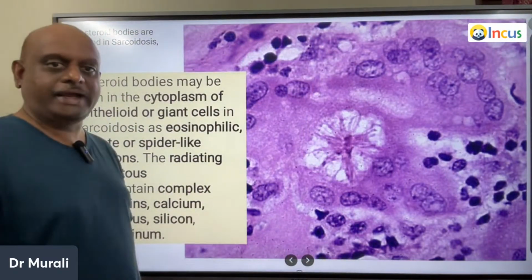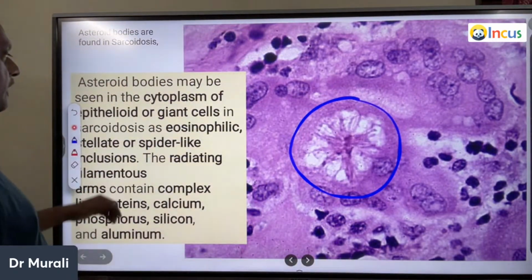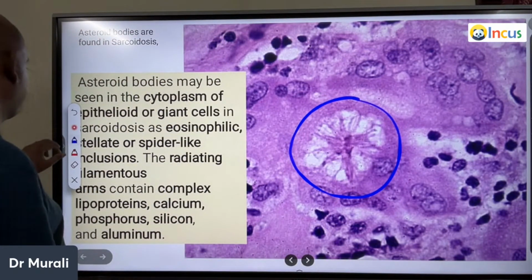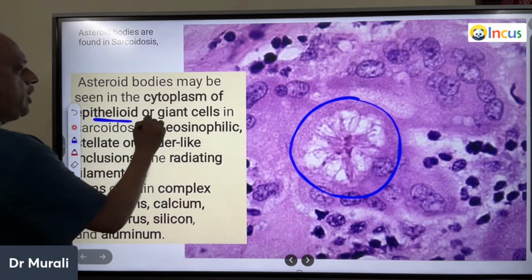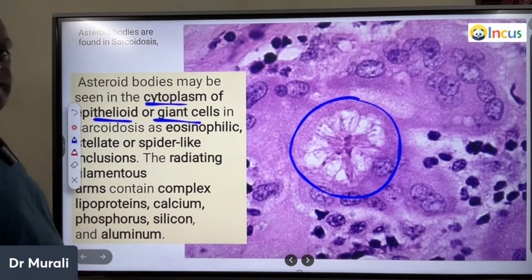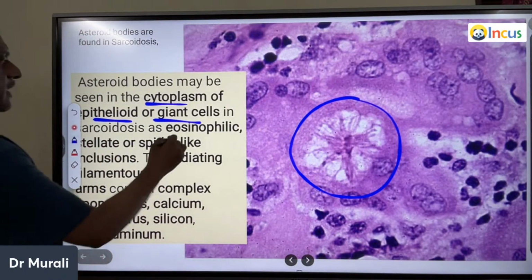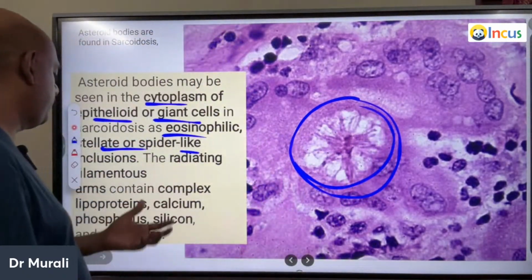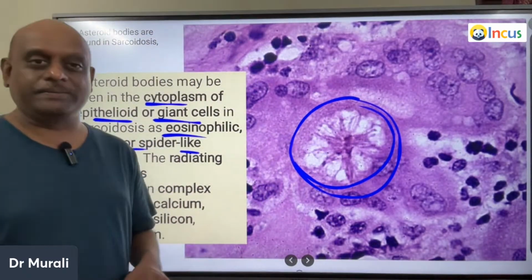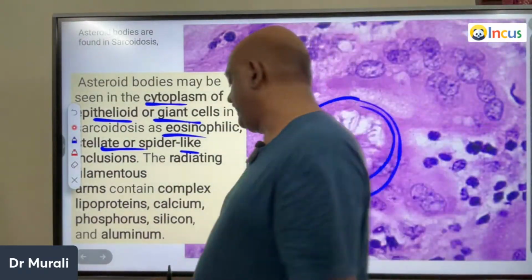So what are you seeing here? This is called the asteroid body. Asteroid body typically has epithelioid and giant cells. In the cytoplasm of the epithelioid giant cells, there are eosinophilic, stellate or spider-like asteroid bodies, and they can contain calcium. So asteroid bodies can be there in the case of sarcoidosis, is what you need to understand.